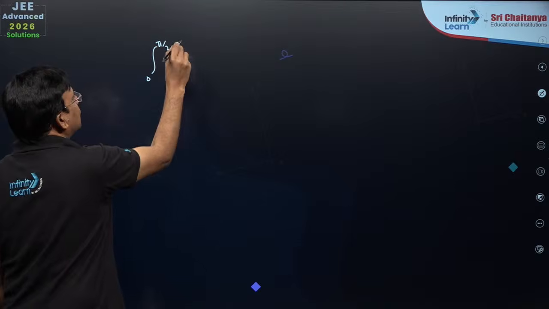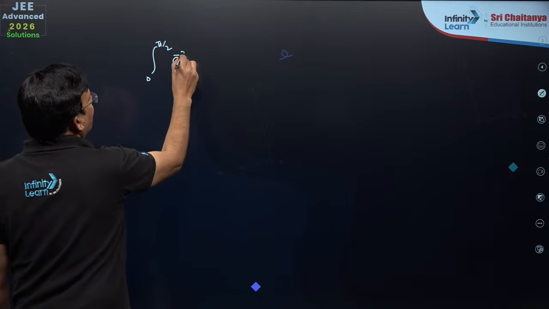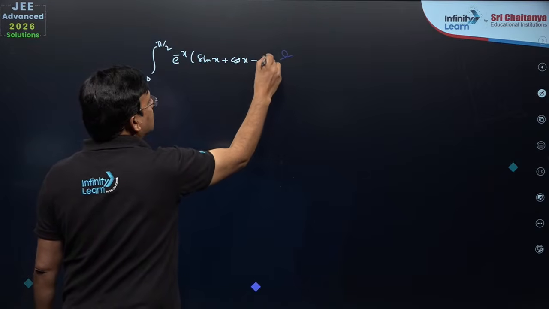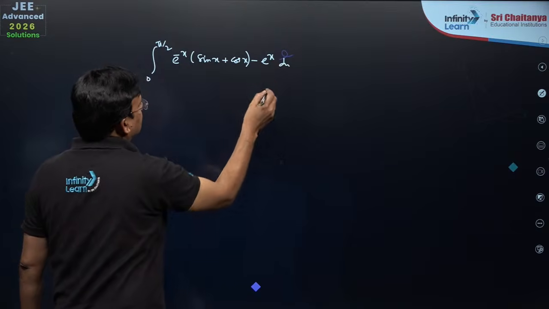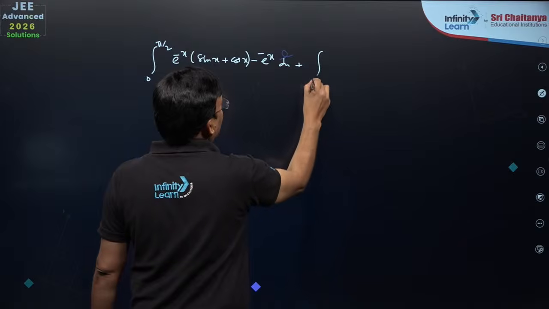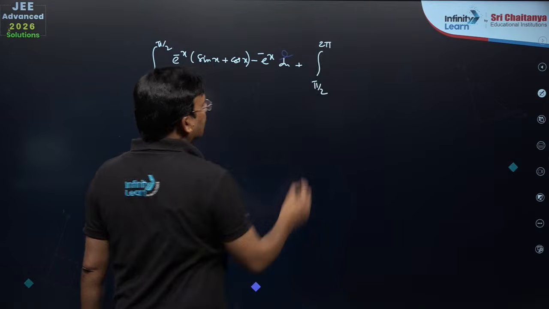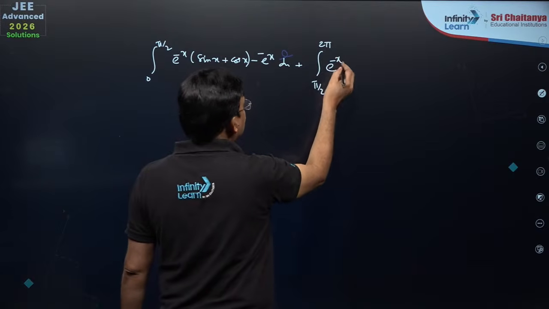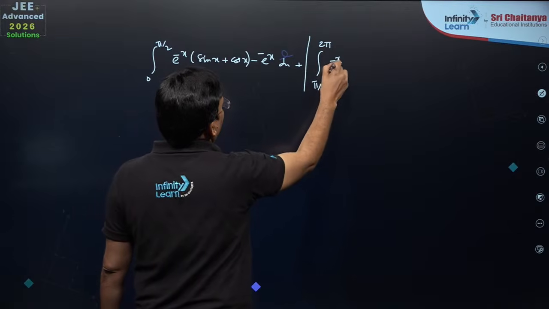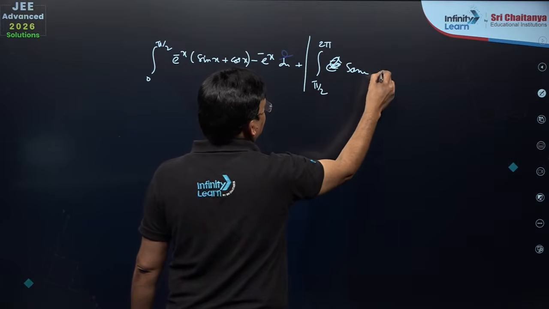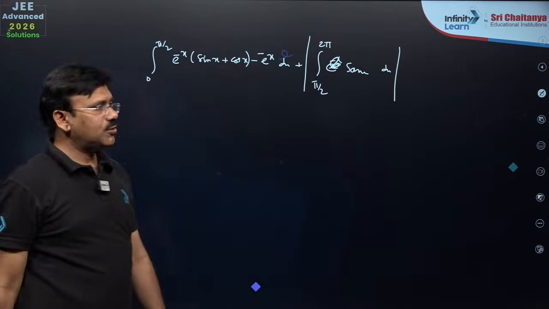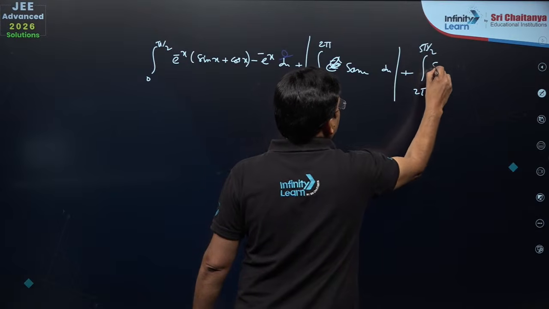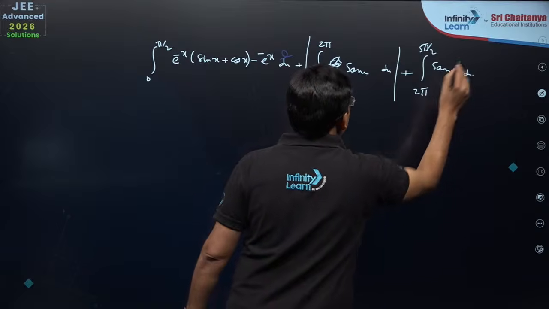integral 0 to pi by 2. You see, the upper curve is e power minus x into sin x plus cos x, minus the lower curve e power minus x, dx, plus integral pi by 2 to 2 pi. You see here, this time this is above and this is below, or else you can just write the modulus of the same integral. We know that it is negative, so I am putting modulus, plus integral 2 pi to 5 pi by 2 of the same integral, right? That's what we need to do.